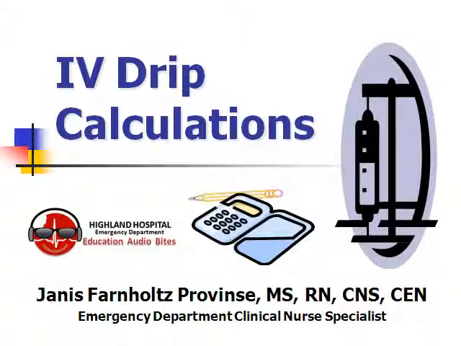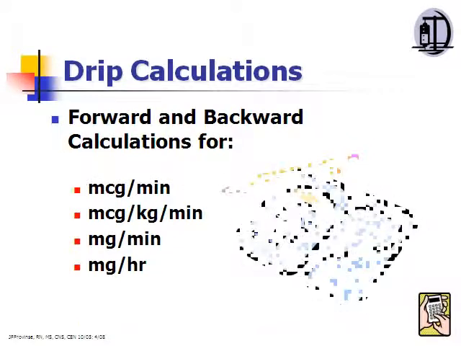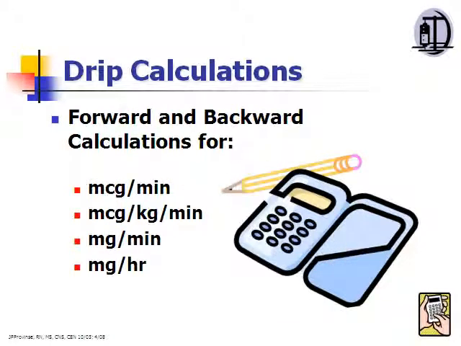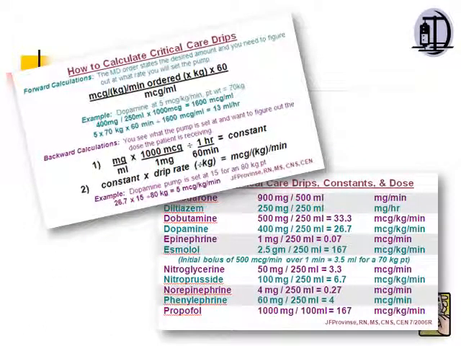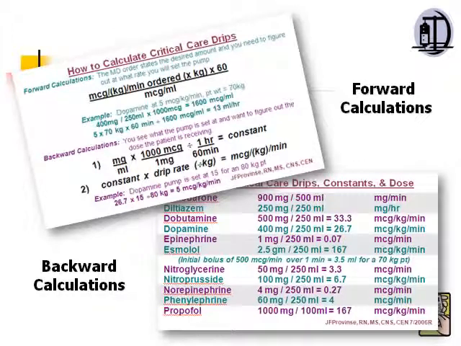So grab your calculator and have it ready, and we'll get started. We're going to go over the calculations both forward and backward, so you can double check your work. Here's a list of the types of calculations we'll go over. If you have your drip card handy, I think that will help as well. So I'll go over how to use this, doing both the forward and the backward calculations.